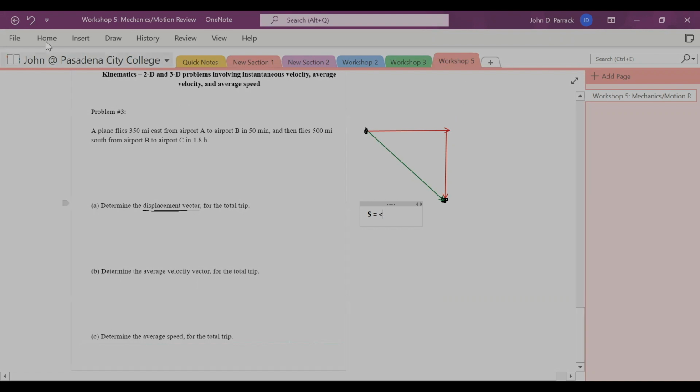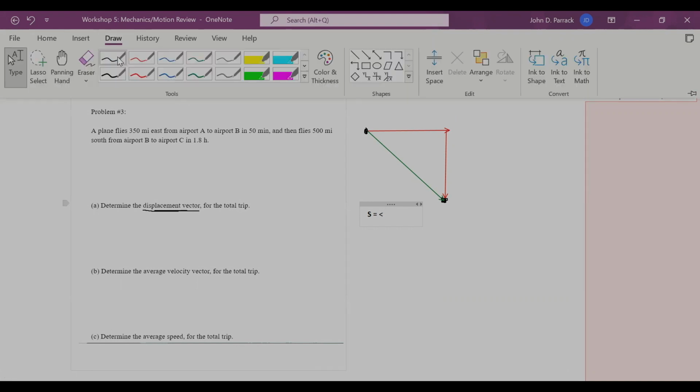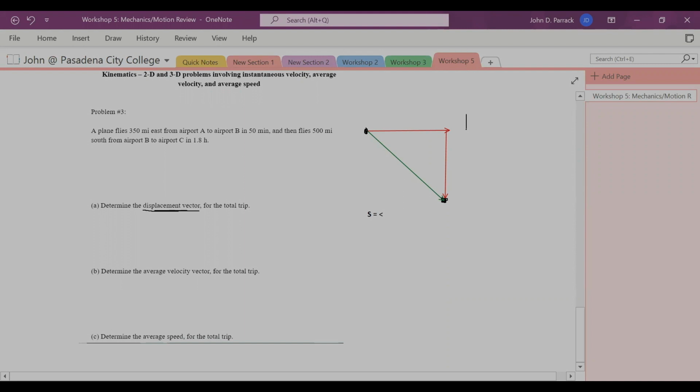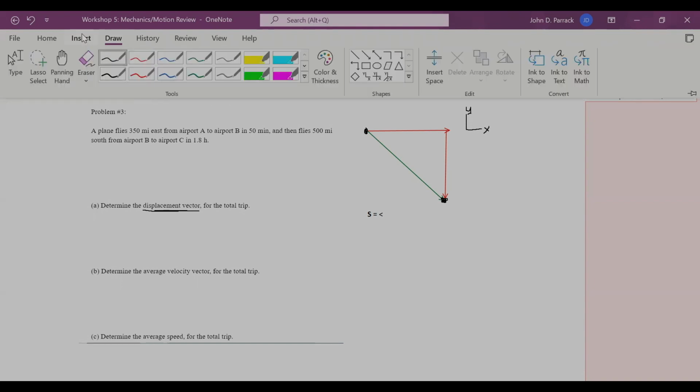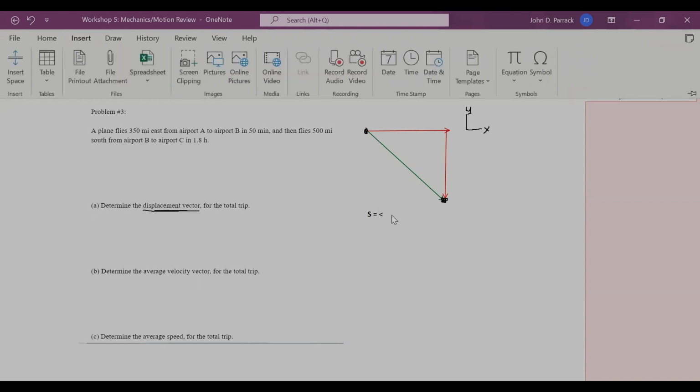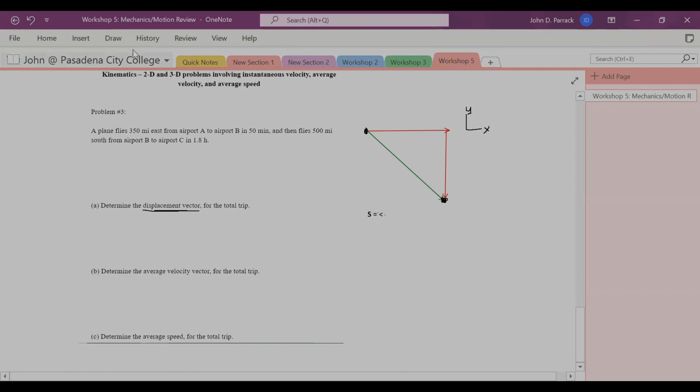So let's pick a coordinate system. I'm just going to say this is the y direction. This is the x direction. This is x. This is y. Pretty standard fare right there. Okay, I'm going to go back here and work on that.